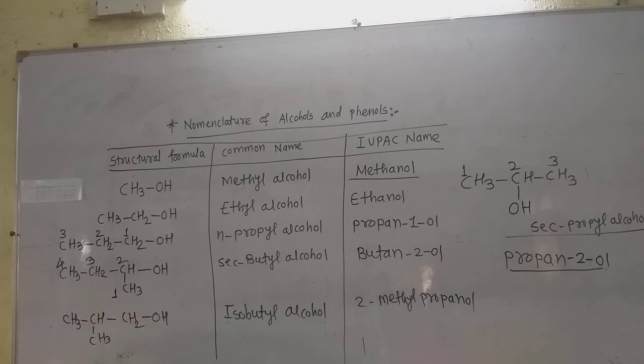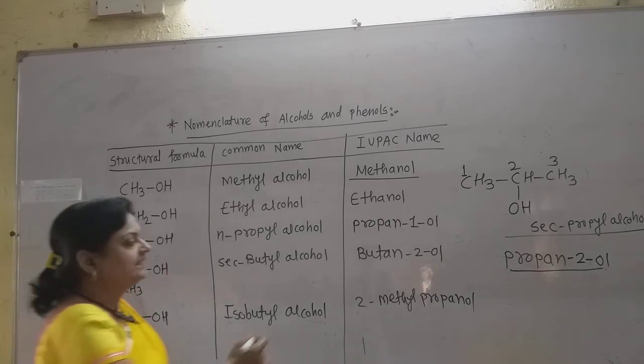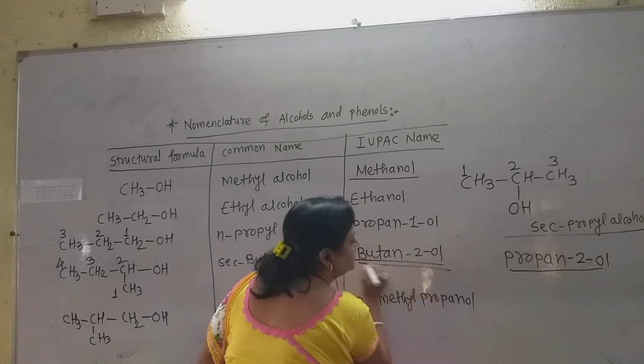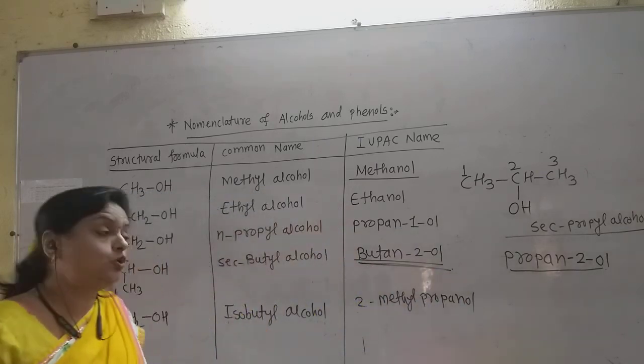But this is the common name. We want the IUPAC name. In the chain there are 4 carbon atoms, so the parent alkane is butane. But replace the E by OL, so it is butanol. But which butanol? It is butan-2-ol, because the hydroxyl group is present on the second carbon. So the IUPAC name of this alcohol is butan-2-ol.